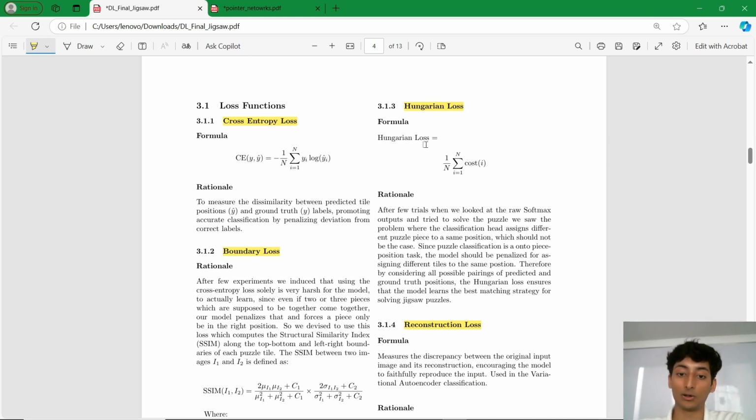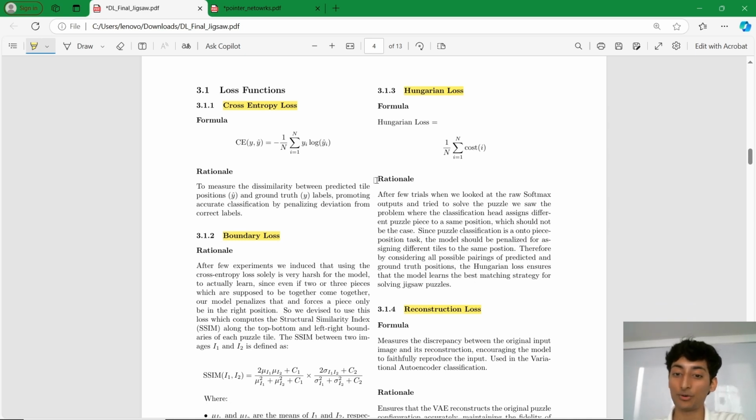Next loss is Hungarian loss. So I'm spoiling you on the model a little bit in this, but after a few trials, we looked at the raw softmax output that we obtained, and we tried to solve the puzzle. We saw that the problem with the classification was that it assigns different puzzle pieces to the same position. So one more problem with cross entropy loss is, let's say, it's a centerpiece: 0, 1, 2, 3, 4. 4 is a centerpiece, and the centerpiece is at the center of the puzzle.